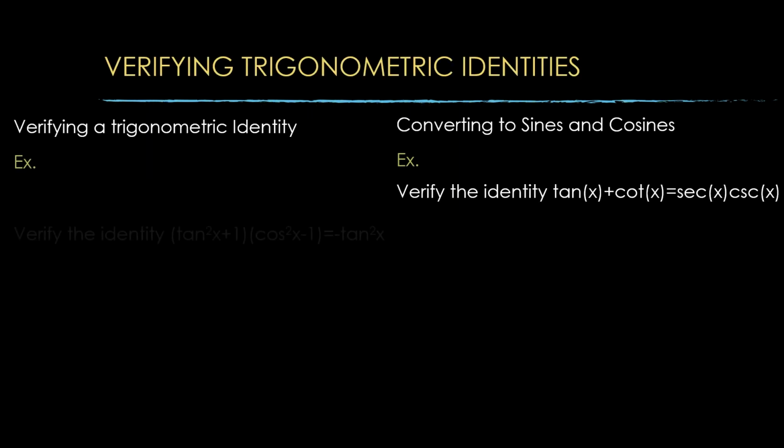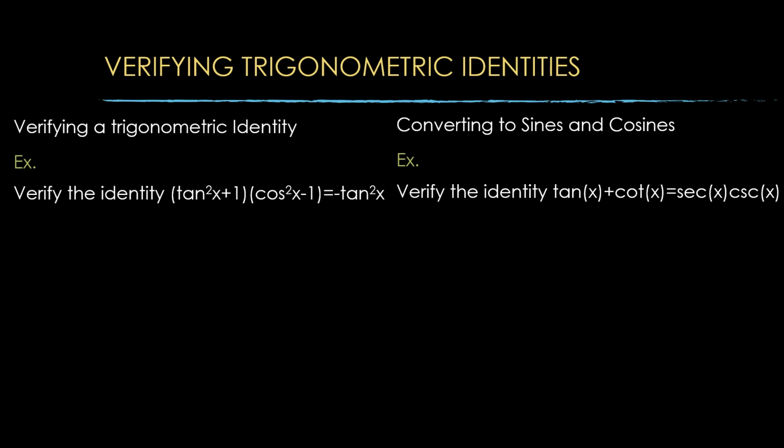Here. Verify that this one is indeed equal to the negative tangent of x squared. Again, where are we going to start? We start at the more complicated side. So, since this one looks longer, unlike this one, which is just trigonometric identities, we start with this one.